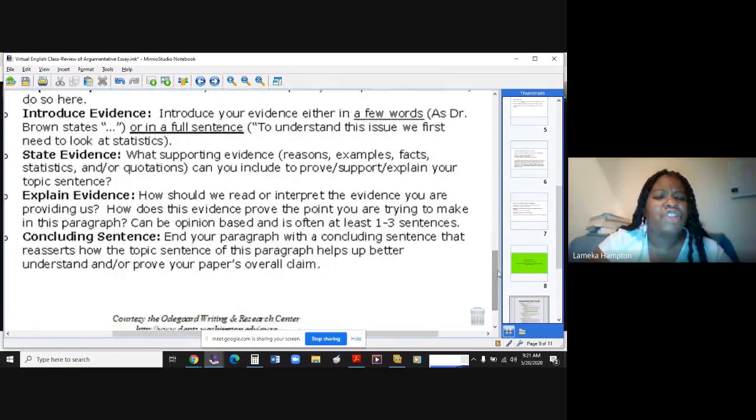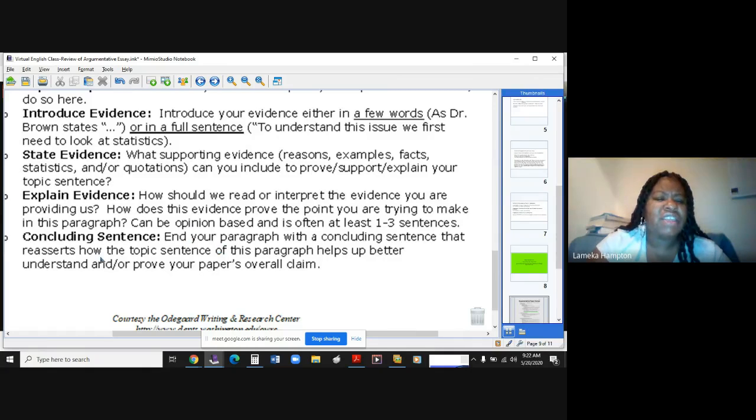So it says, how should we read or interpret the evidence you are providing to us? How does this evidence prove the point that you're trying to make? Now it says can be opinion based. Remember, in your argumentative essay, your opinion, subjectively speaking, it doesn't matter. You must write it in a third person objective point of view. So you cannot write, I feel, I think, I believe, I know. You cannot write those words because that's a first person point of view.